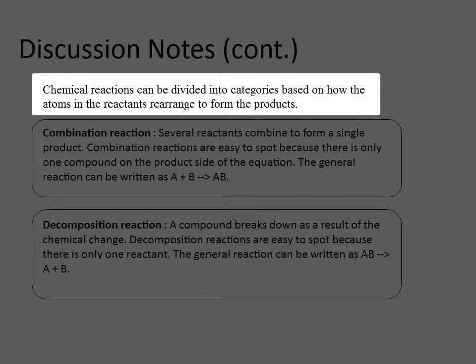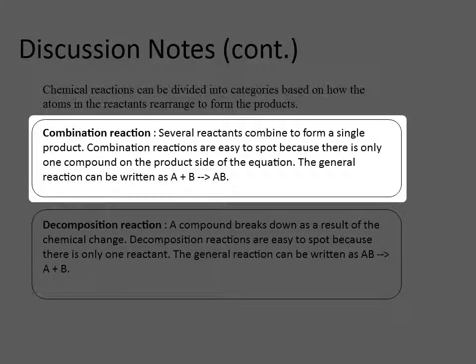Chemical reactions can be divided into categories based on how the atoms in the reactants rearrange to form the products. The 4 categories we explored today are combination, decomposition, single exchange, and double exchange reactions.